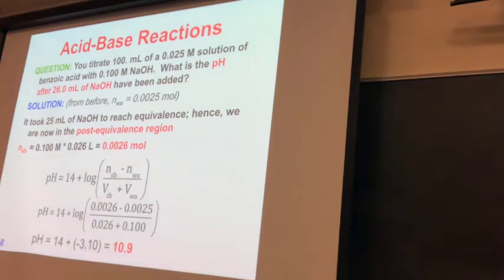So 14 plus log of leftover moles of base divided by total volume is what you want to use here. And again, this top part here should be a non-zero, non-negative number. It should be positive. It's going to be small, but that's okay. We'll divide by the total volume. In this case, from the strong base, 0.026 liters. Still have the same 100 milliliters or 0.1 liters in the denominator. Your pH should be basic, 10.9. Any questions?